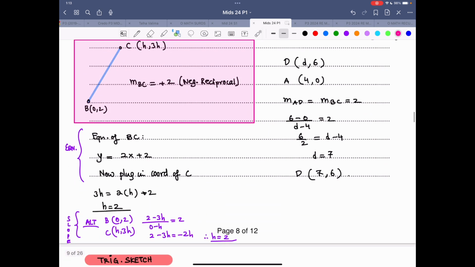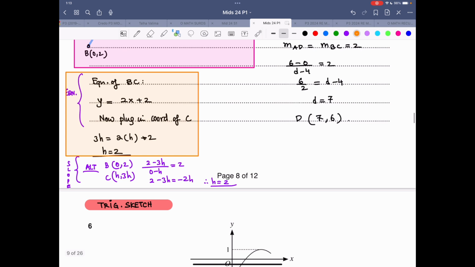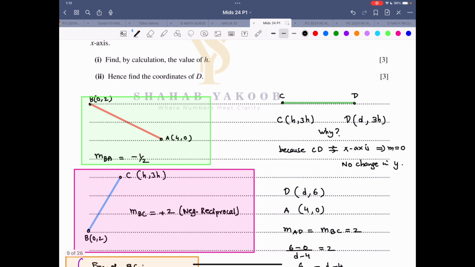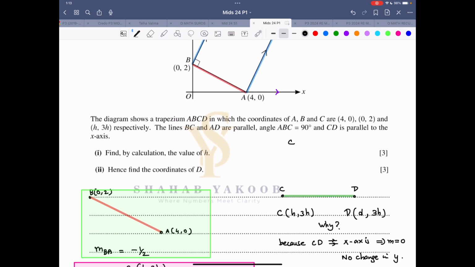The third step is finding the equation of BC, and I found the value of h. That is one way of doing it. Another alternative way is using the formula for gradient. So this is the alternative way of finding the value of h. The value of h comes out to be 2. In other words, C is h comma 3h, so C is basically 2 comma 6. So the coordinate of C is 2 comma 6.